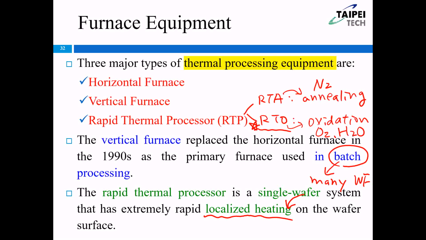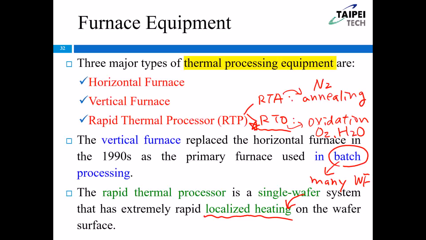For the RTP we mentioned, we can use the RTP to do the annealing, so we call it RTA, or we can use the RTP system to do the oxidation. So we call this tool the RTO, okay? So next time when you see A, you know the purpose for this tool will be annealing. When you see O, it means we need to do the oxidation, okay? So RTA and RTO use the same tool, but for a different purpose, okay?